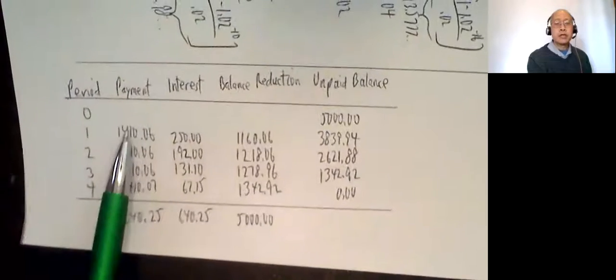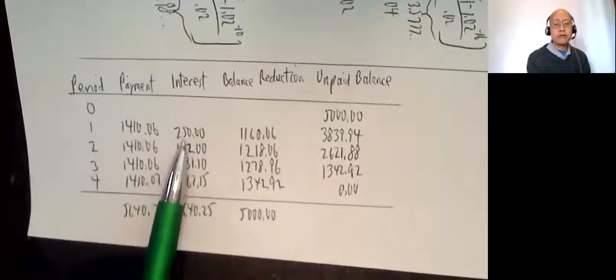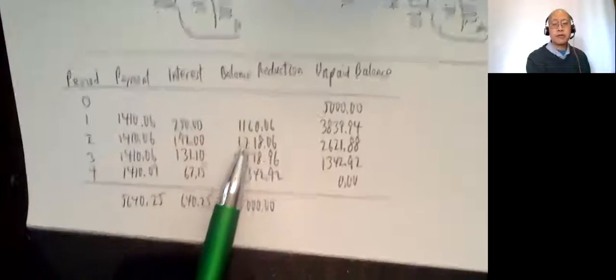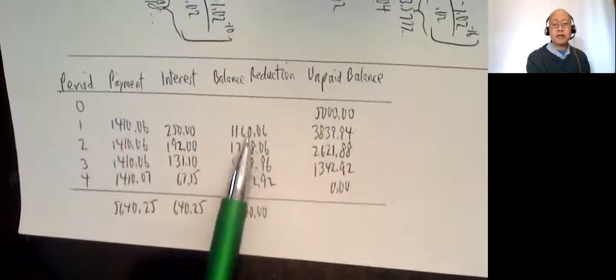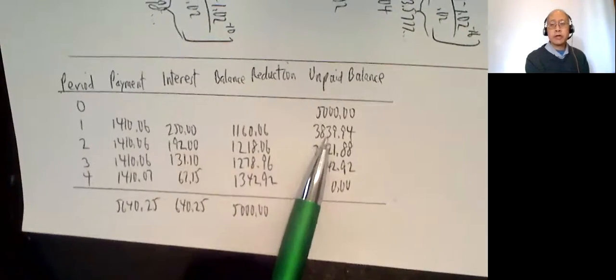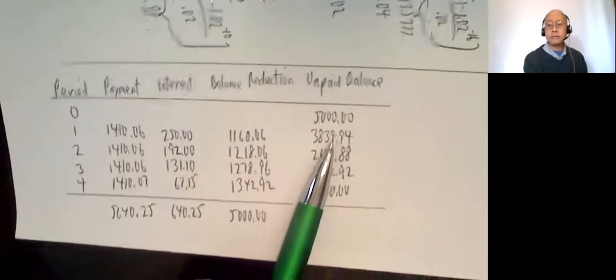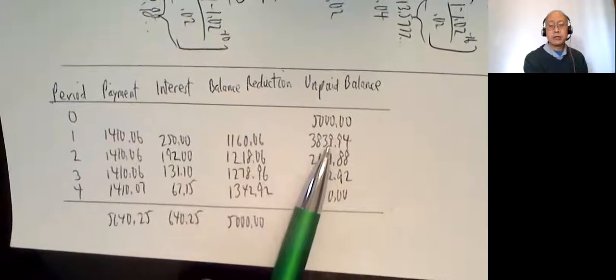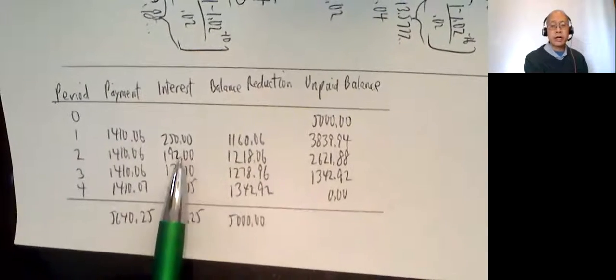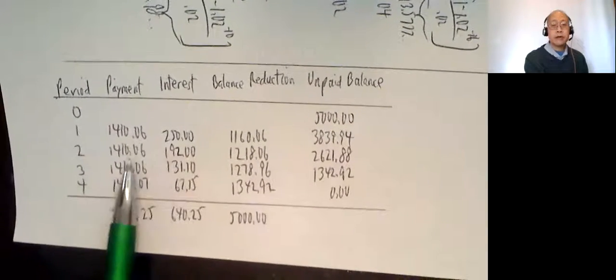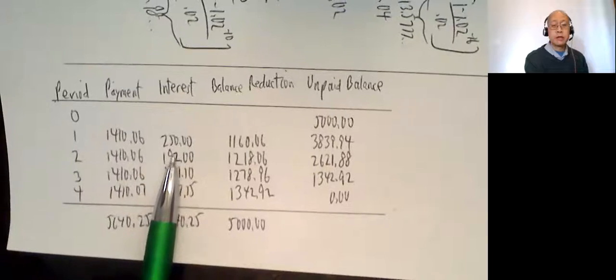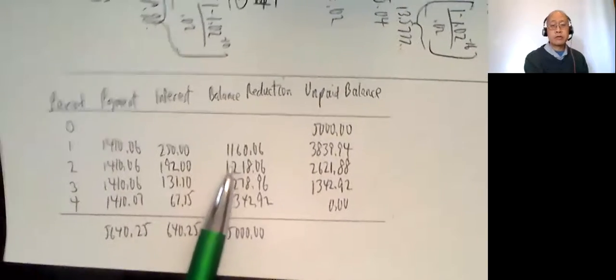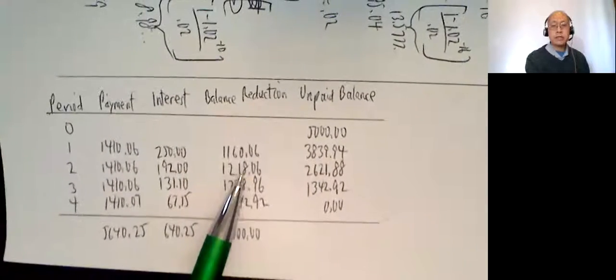So out of the 1,410.06, first I have to pay off the interest, 250. Subtract, 1,160.06. So 5,000 minus 1,160.06, 3,839.94. And keep doing the same thing. So take 5% of that, 192. Subtract 1,410.06 minus 192. The balance reduction is 1,218.06.